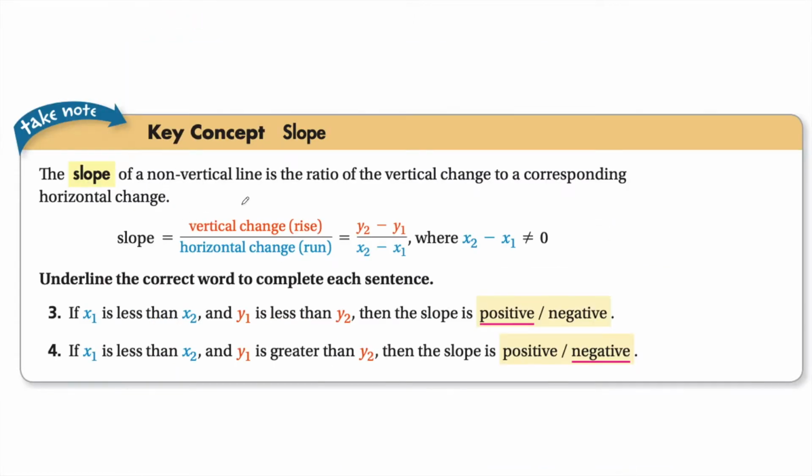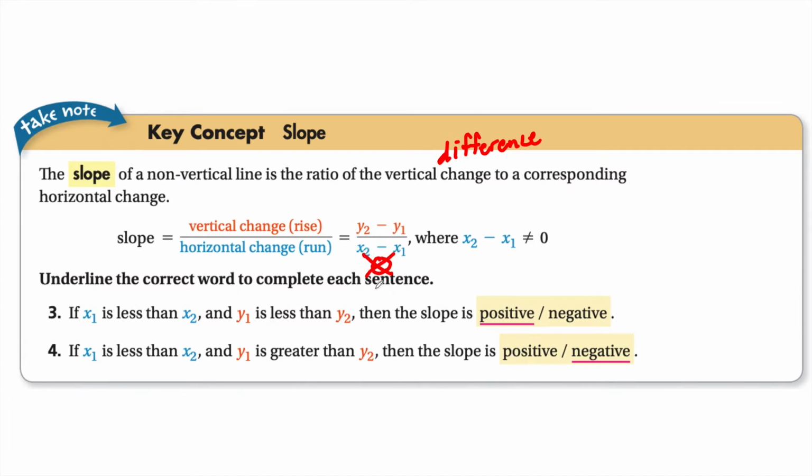The slope of a non-vertical line is the ratio of the vertical change, or the difference, to a corresponding horizontal change, or difference. So we have slope equals vertical change, which is our rise, over the horizontal change, which is our run, which equals y2 minus y1, all over x2 minus x1, where x sub 2 minus x sub 1 does not equal 0. And the reason it can't equal 0 is that we can't divide by 0. That is the only reason why it says can't equal 0.